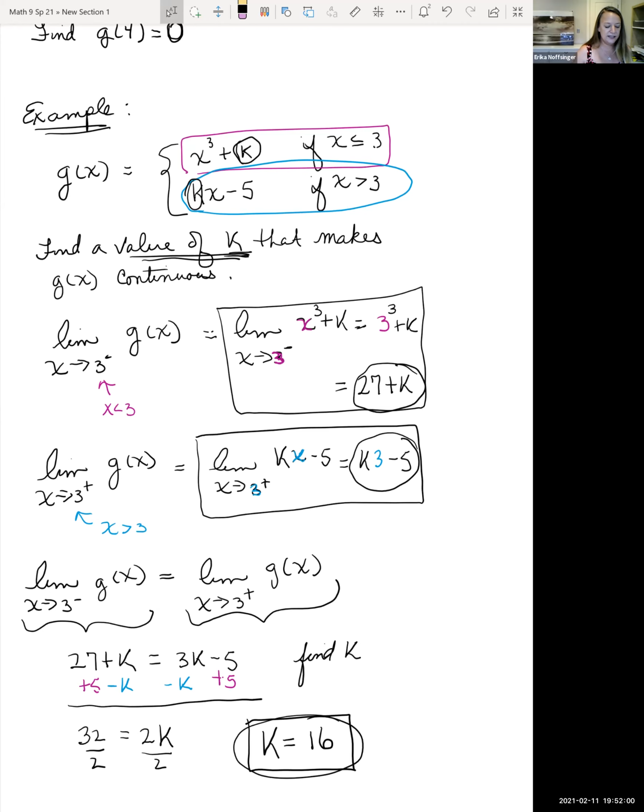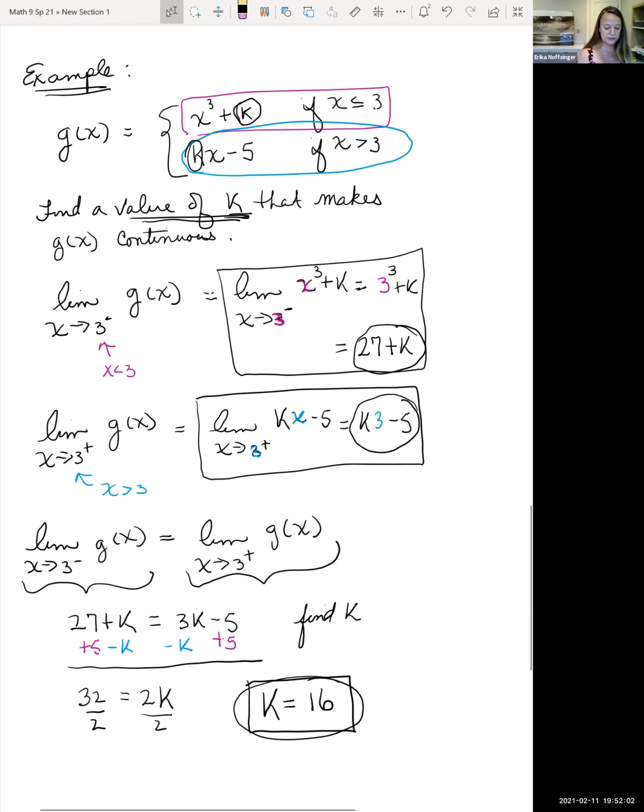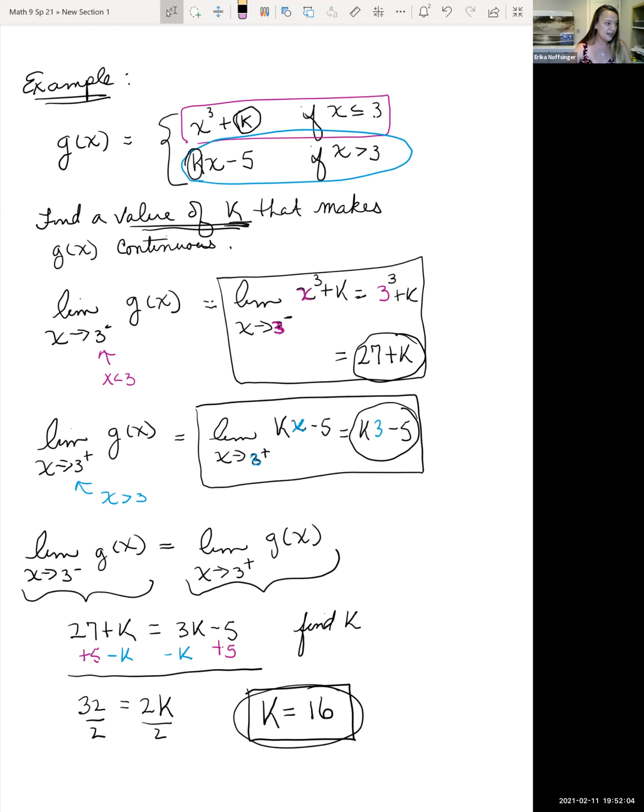So that is in our book, 3.2. So we technically covered 3.2 today, and we finally finished up 3.1. And so homework for this week is 3.1 and 3.2 for the MyMathLab homework.